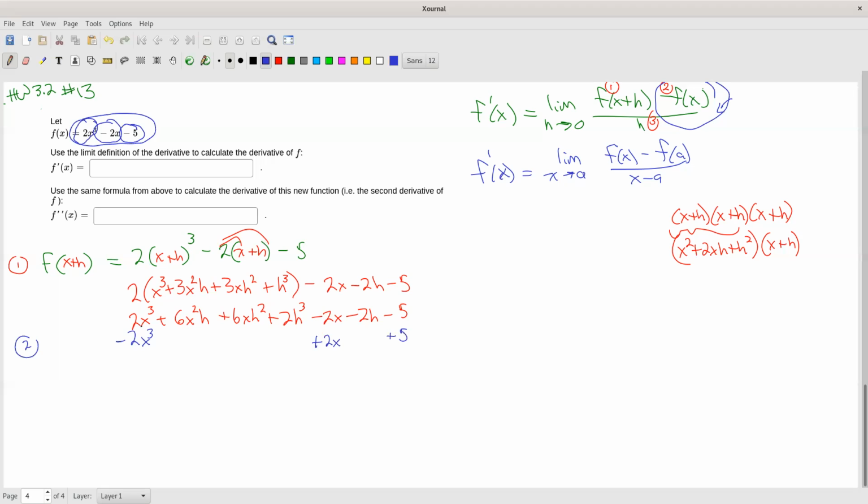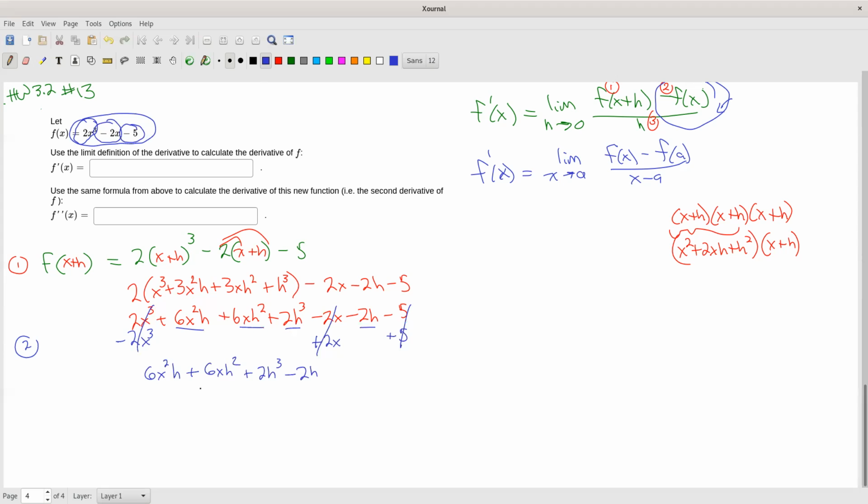And notice that just pulls the original function out, right? A number minus itself, gone. Negative 2x plus 2x, gone. Negative 5 plus 5, gone. So during step 2, I have 6xh squared plus 2h cubed minus 2h. Do I got them all? I got that one, that one, that one, and I got that one.